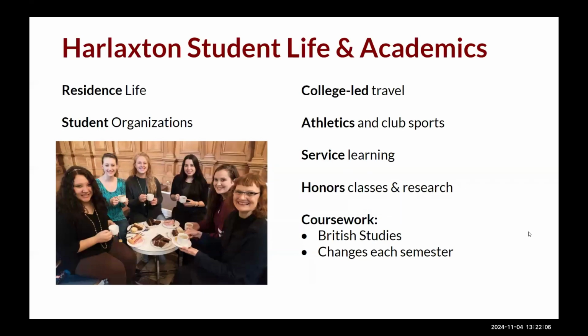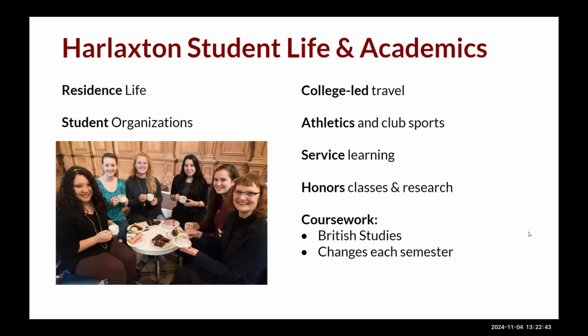Their student life is very similar to an American college because it's the British campus of an American college. So there's res life and student orgs and clubs and sports and everything. So there's lots to do to be involved, and you are actually sorted into one of four houses, and you earn points for your houses in different competitions and events. So it's very much a community-based experience.